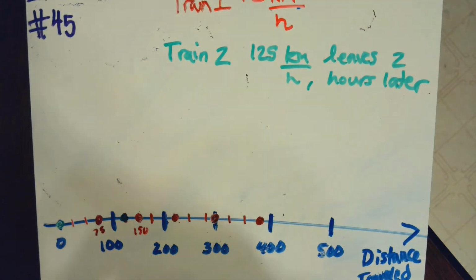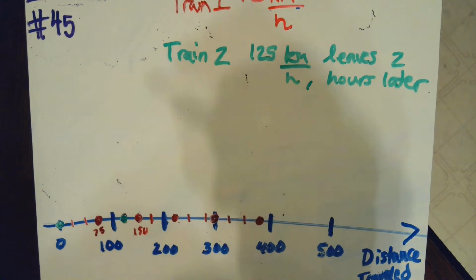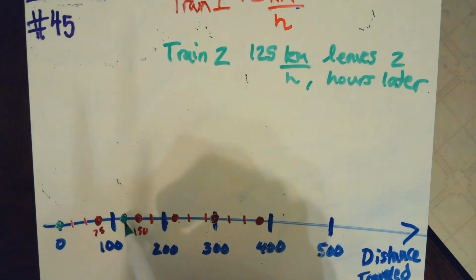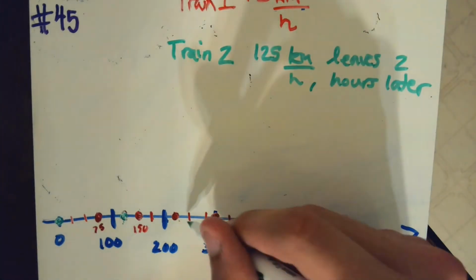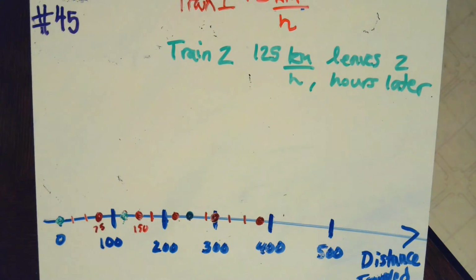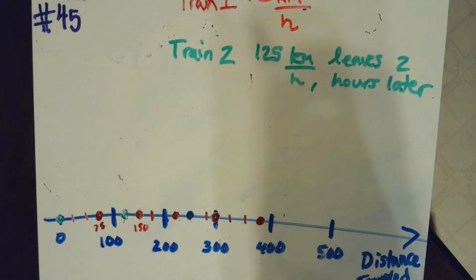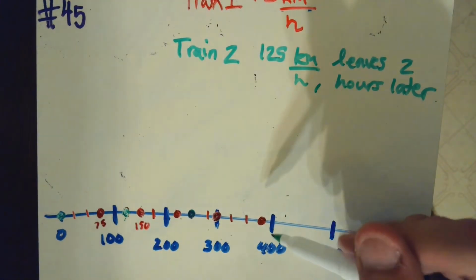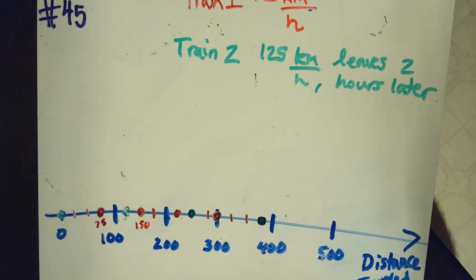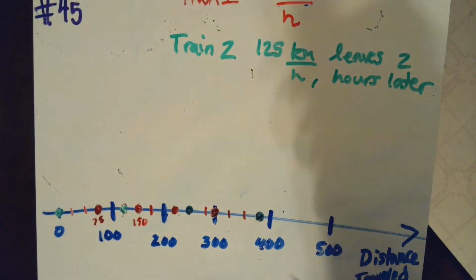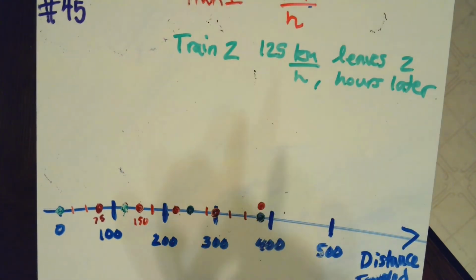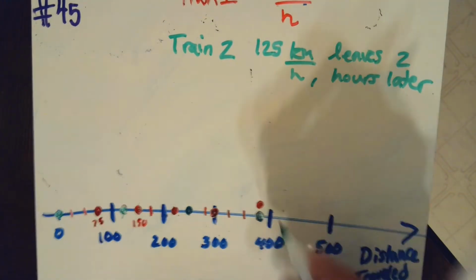And I'm going to track the green train now again. From here, remember, the green train travels at 125 kilometers per hour, so we need to add 125 again to this number, which leaves us with 250. That puts us there. And then another hour goes by, and then that puts us at 375. So notice it's kind of hard to see because I stacked them on top of each other, but the green and the red both matched up at this value of 375.